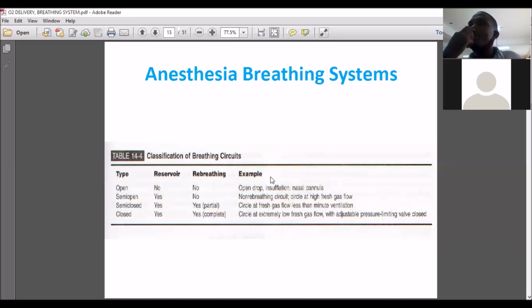Open. Nasal cannulas are open. There is no reservoir and you don't rebreathe what you've breathed out. A reservoir is like a bulb; there has to be a bulb somewhere, or a polythene bag, a container, you're getting.